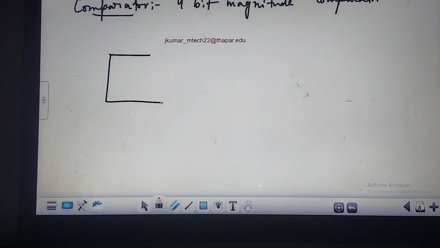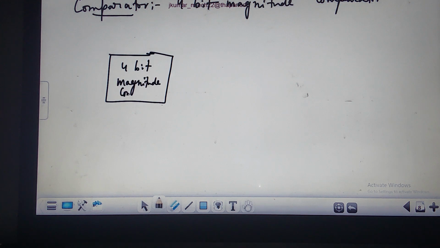If I write the block diagram of this 4-bit magnitude comparator, these are the 4 bits. Shall I write the cross line like this? This cross line indicates variable inputs or multiple inputs. Like this is nothing but A0, A1, A2, A3 if I'm talking about 4 bits. Again, this is B0, B1, B2, B3.